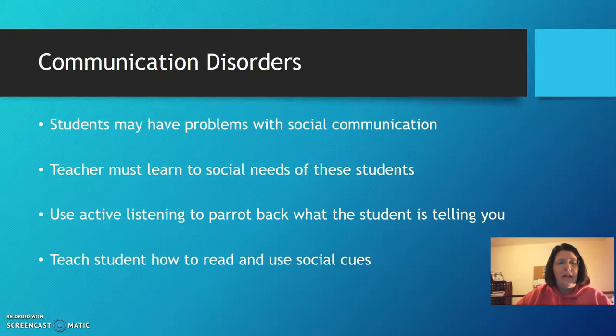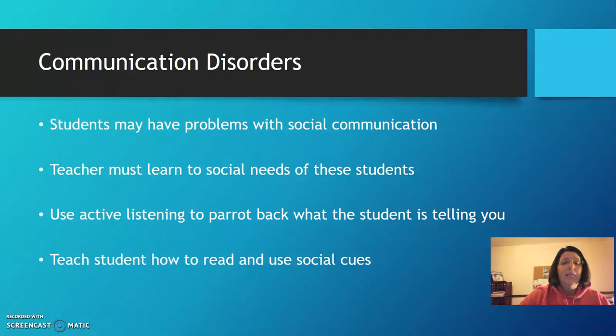The next exceptionality that I'm going to talk about was covered in Chapter 6, and those are communication disorders. Communication disorders include children who stutter, children who have problems with the development of R's, L's, TH sounds, and those students may have problems with social communication. And in those situations, teachers must learn to address the social needs of these students.